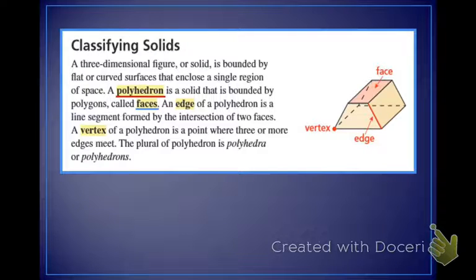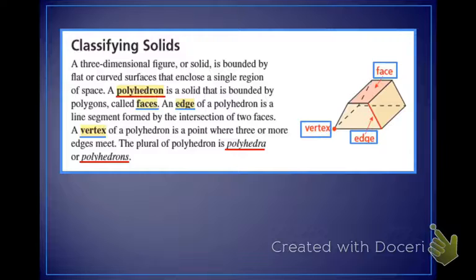Okay? An edge of a polygon is a line segment formed by the intersection of two faces. A vertex of a polygon is a point where three or more edges meet, which is right here. The vertices are literally the corners. Edges are the straight lines. Faces are the flat parts. Is everyone okay with the terminology here? The plural of polyhedron is polyhedra or polyhedras. Don't ask me why. I don't teach English. Well, that's what we call them.